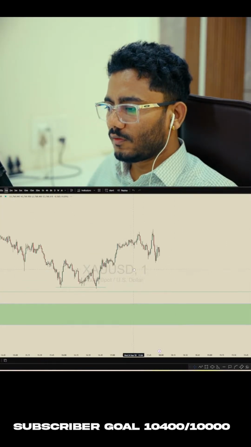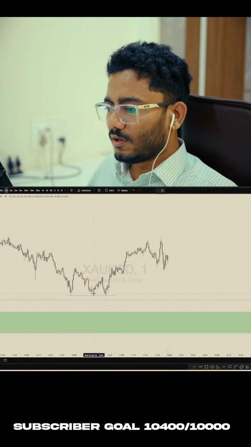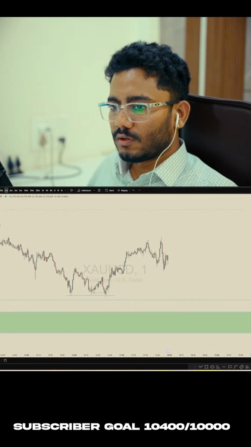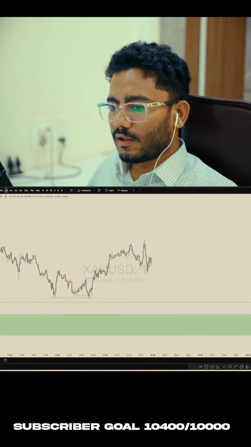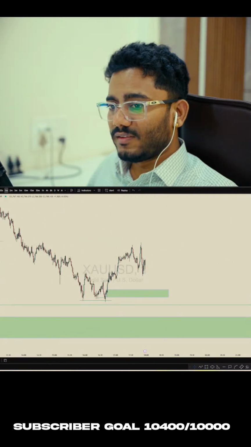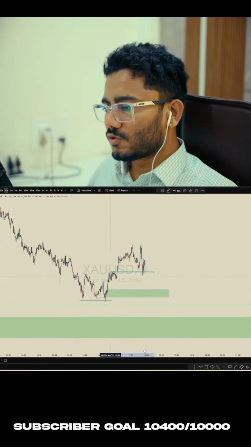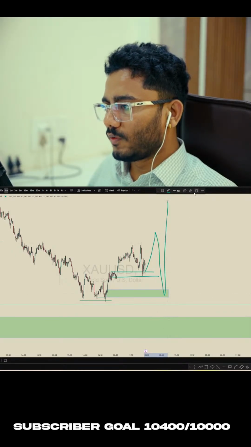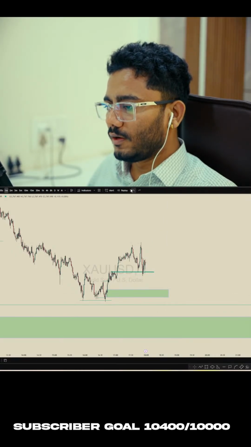On 1 minute, you can see price took out the liquidity from this low and gave us a change of pattern. And we have this order block where we can look for buy side. Price is reacting from this order block only, so it can continue higher today, and a second time it can react from this order block. So both of them are valid.